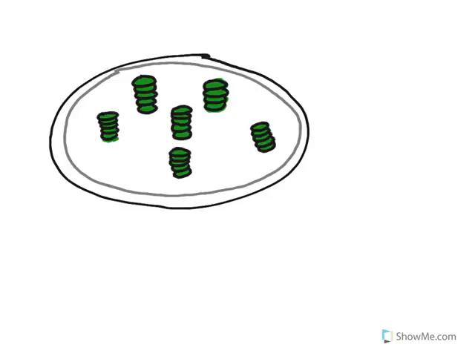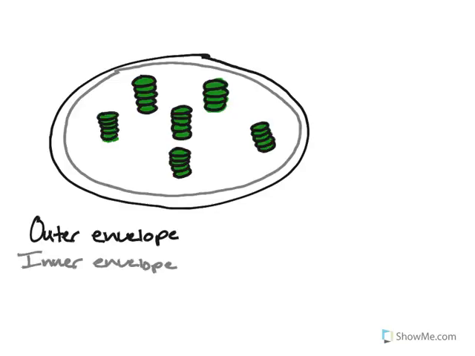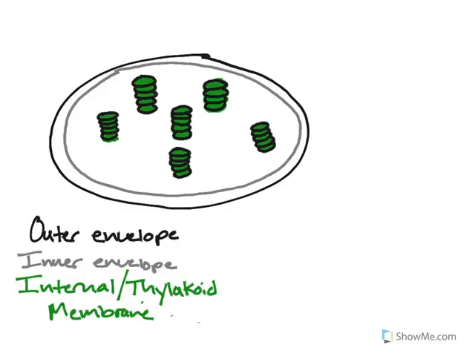So the general structure of a chloroplast, it's broken up into three main parts. The outer envelope, which is the outermost layer of our chloroplast, the inner envelope, which is the inner membrane of our chloroplasts, and the internal membrane, or the thylakoid membrane. The one that's really important to us here is the thylakoid membrane, or the internal membrane.